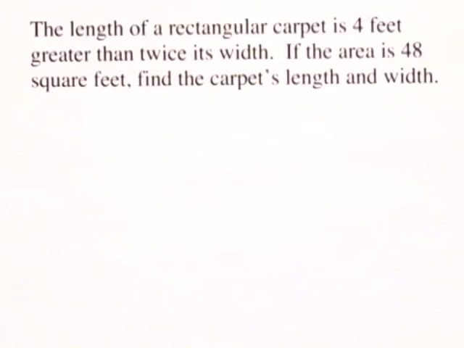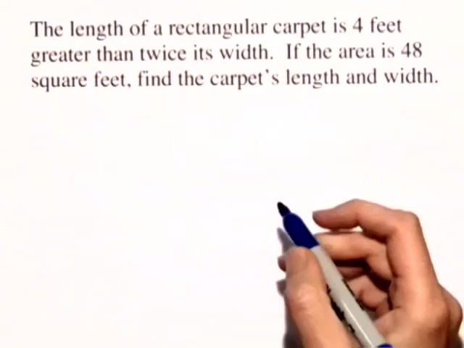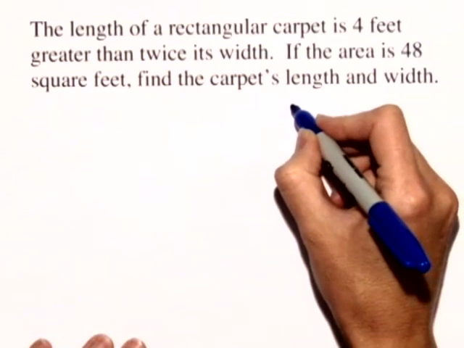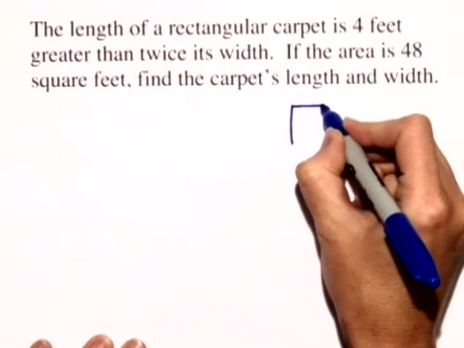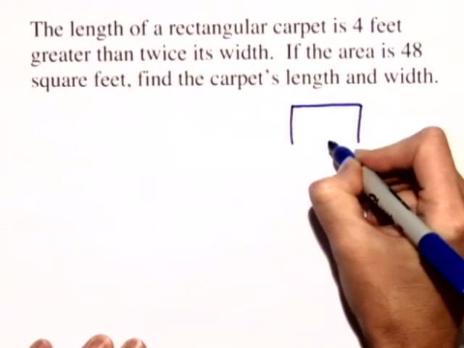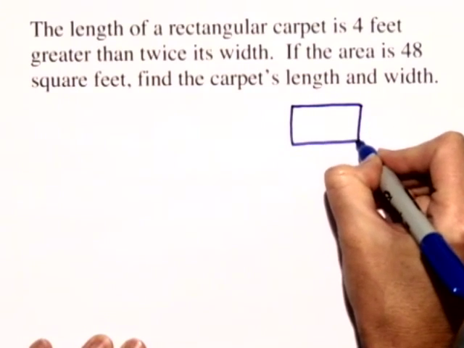The length of a rectangular carpet is 4 feet greater than twice its width. If the area is 48 square feet, find the carpet's length and width. Sometimes it's a good idea when we have information about a rectangle or a triangle to draw a picture. So let's start with a picture.